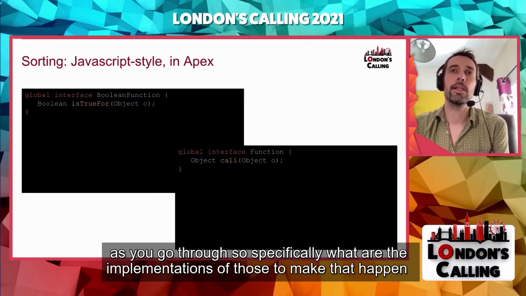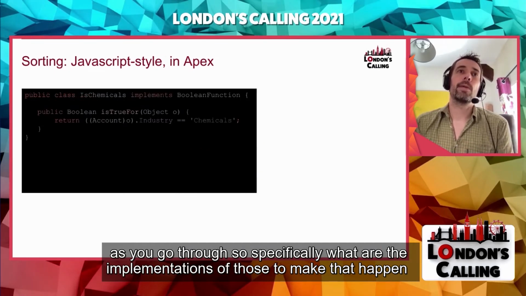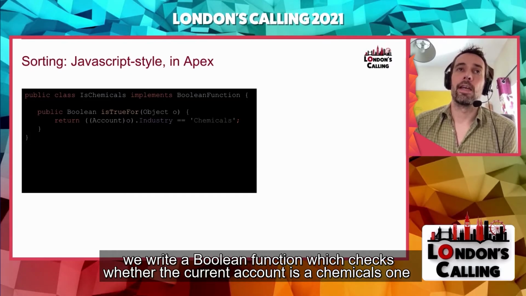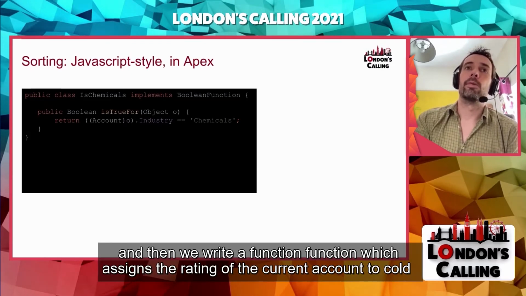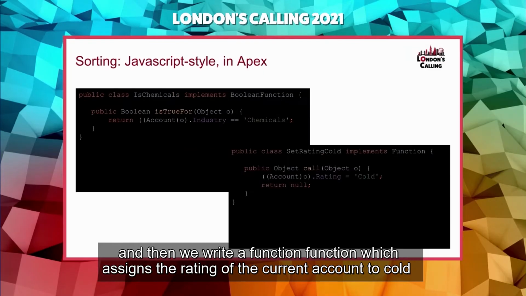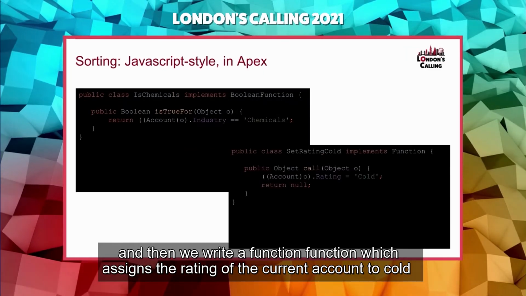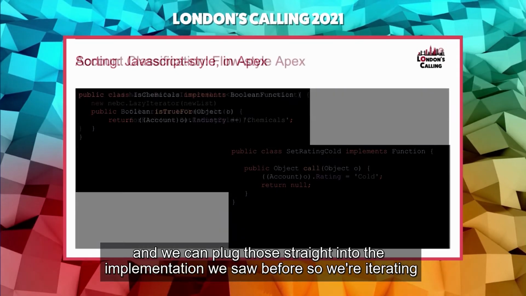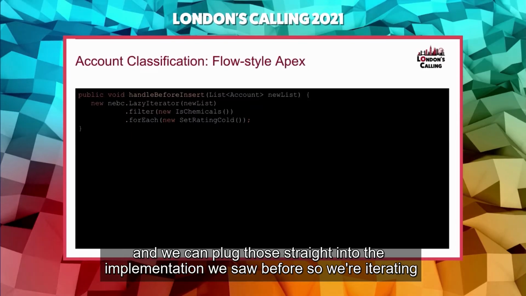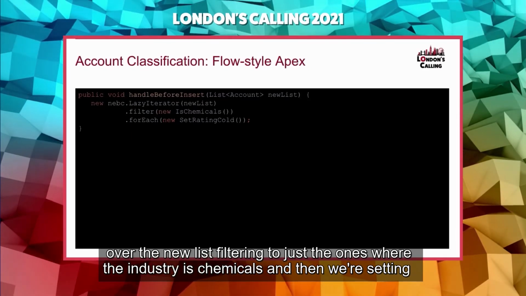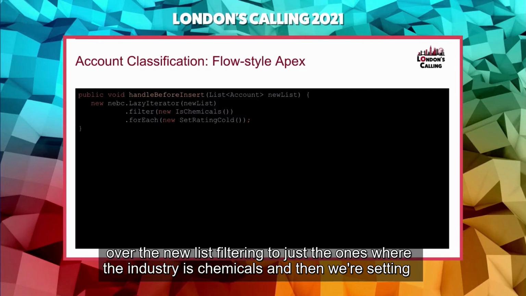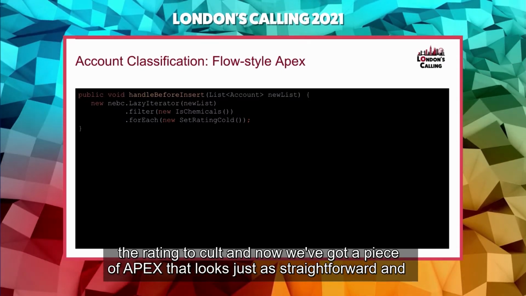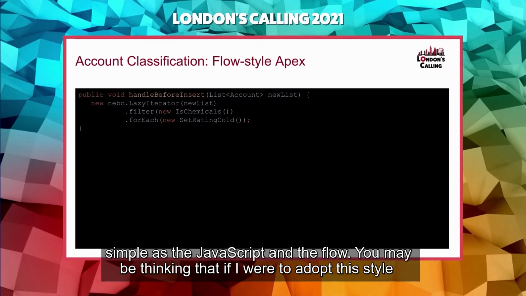So specifically, what are the implementations of those to make that happen? We write a Boolean function which checks whether the current account is a chemicals one. And then we write a function which assigns the rating of the current account to cold. And we can plug those straight into the implementation that we saw before. So we're iterating over the new list, filtering to just the ones where the industry is chemicals, and then we're setting the rating to cold. And now we've got a piece of Apex that looks just as straightforward and simple as the JavaScript and the flow.